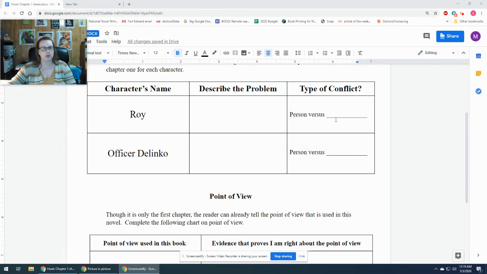All right, once you have that filled out, move on to Officer Delinko. What problem is he facing with Curly at that vacant lot? What's going on? And is it person versus what? Self, person, nature, society, fate. Pause the video and take a moment to fill this out. If you are typing, you can just click in the boxes and type your answers. If you are handwriting, of course, just fill it in.